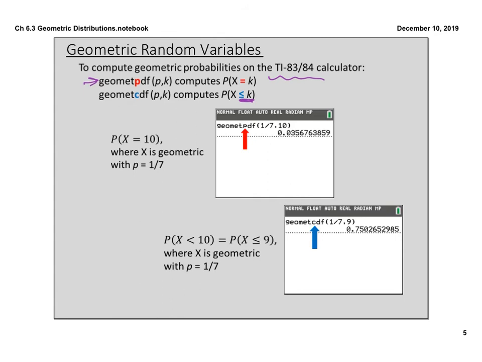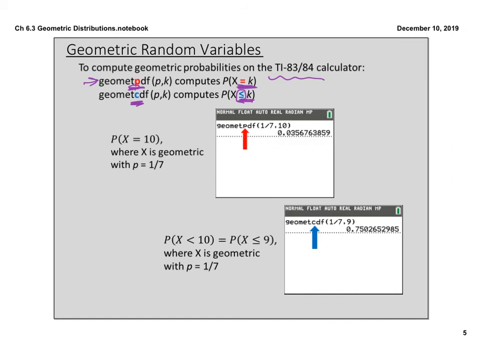You're going to do geometric PDF because you want the probability at exactly 10. So geometric PDF is when you're doing exactly 10. That's your equals. It's the CDF that's the cumulative. That's what that C stands for. So that's when you're getting into an inequality. When you get into an inequality, you're looking at CDF.